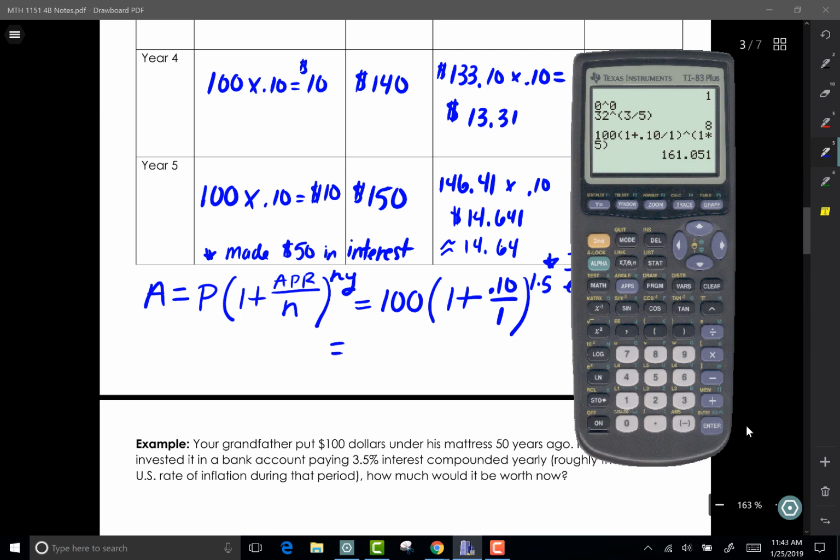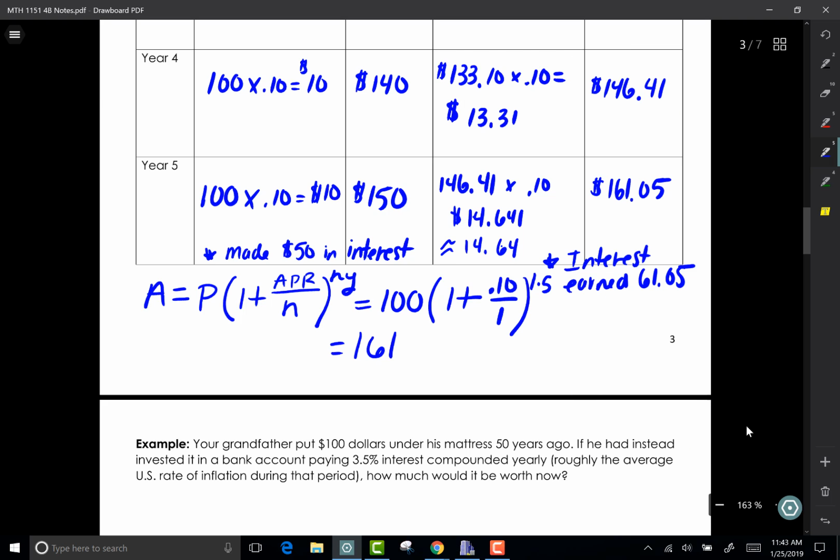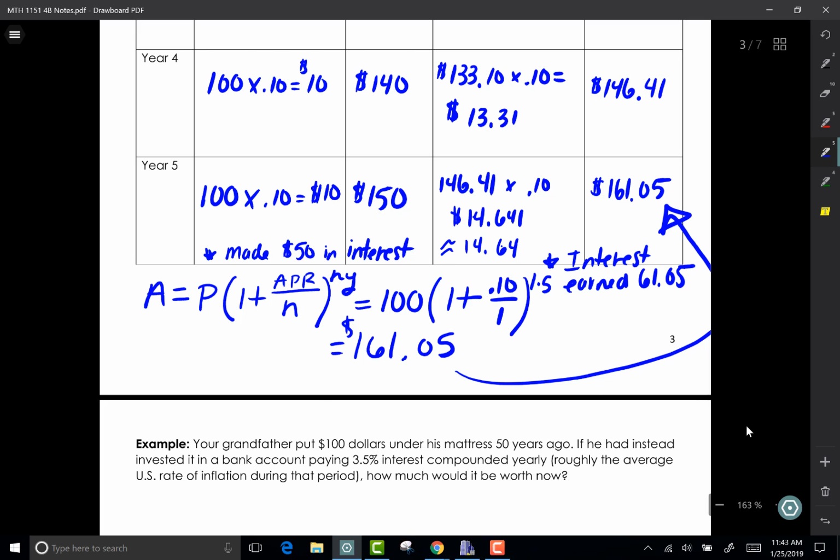When I hit enter, I get my accumulated balance, which is 161.05, which is what we got when we did it by hand. But with the formula, it's much nicer because you can do it all in one step.